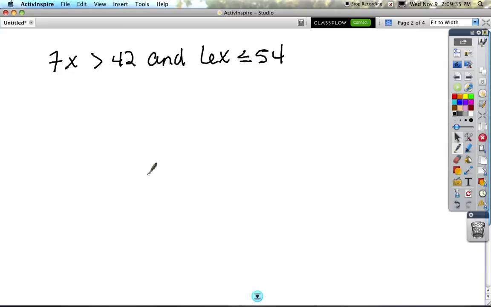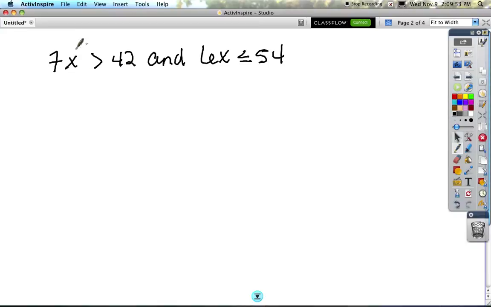So let me give you an example of and inequalities. I'm going to give you two types: the one with the and between and the one without. Write it down. Okay, so you have 7x is greater than 42, and 6x is less than or equal to 54. Do you just see two separate problems there? Okay, you're just going to work them as two separate problems.